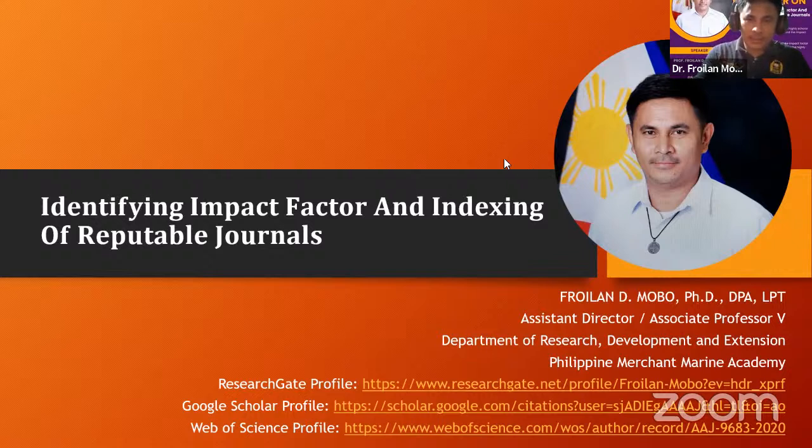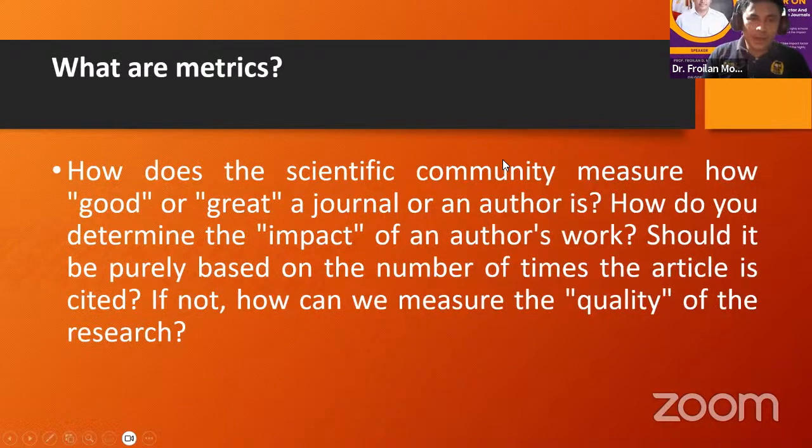The first topic that I need to discuss is, what are metrics? How does the scientific community measure which is a good or great journal? It is being said that the impact factor of a journal relies on its credibility. Of course, it is based on the number of citations, the number of high-index citing sources, especially if the journal is being cited in Scopus or in other reputable indexing. So that will be the best way to identify the metrics of a particular journal.